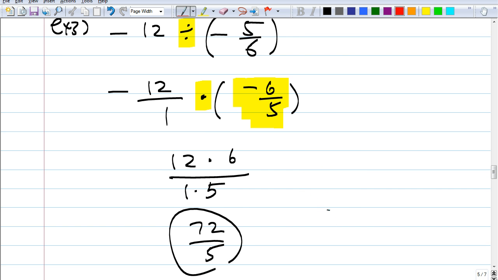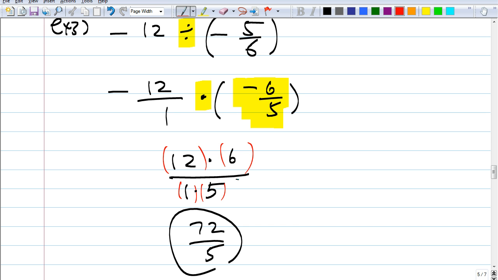Sorry, maybe I didn't give you enough time. So it'll be 12 times 6. Notice, I knew it was going to be positive, so I didn't even write down negative times negative here, right? Because negative times negative is positive. I wrote 12 times 6. It's not 1.5, it's 1 times, maybe I should put parentheses. Right? 12 times 6 over 1 times 5.